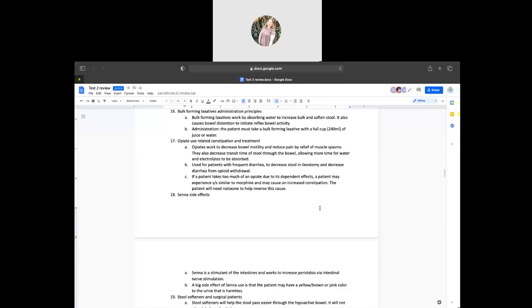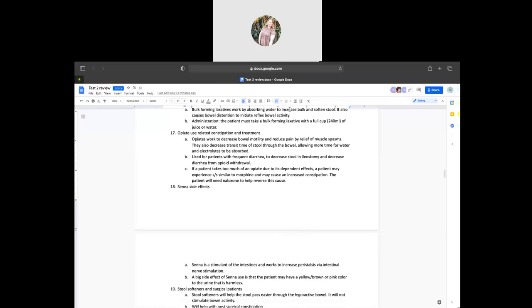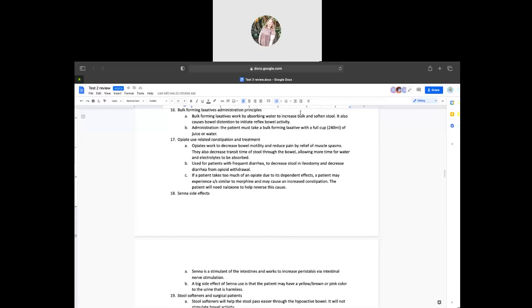So how do we give this medication? We have to give the patient a bulk-forming laxative with a full cup of juice or water. Very important for that, because that water is going to help increase that bulk with the medication in the digestive system.